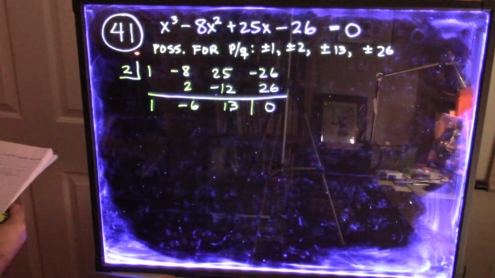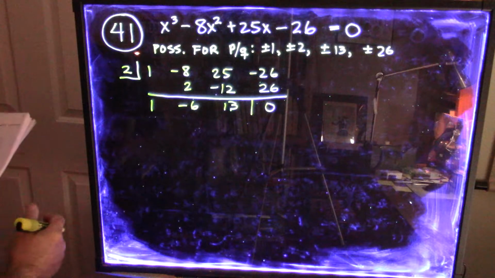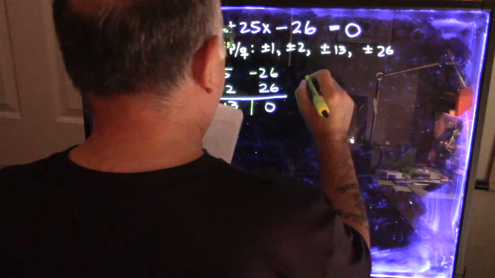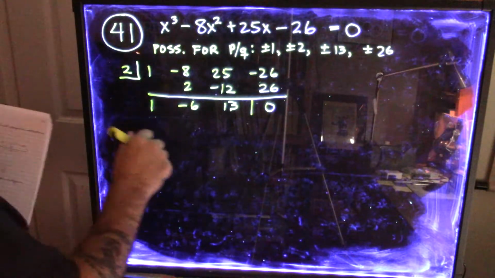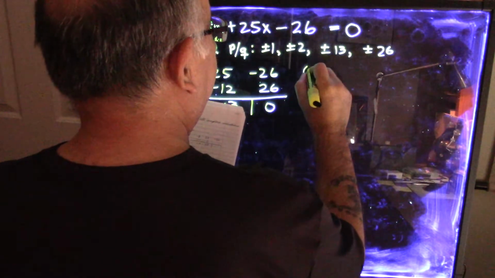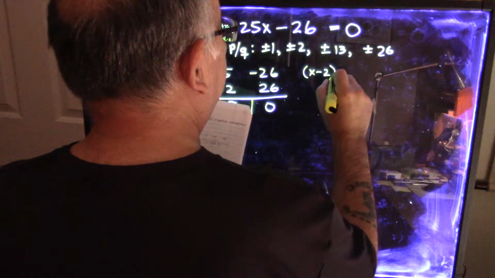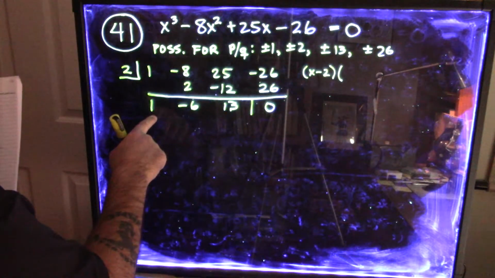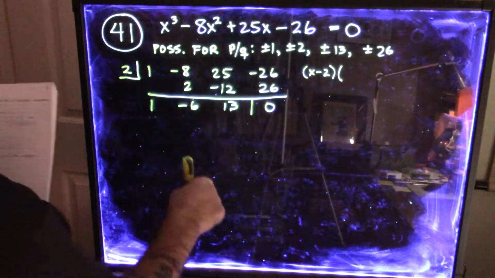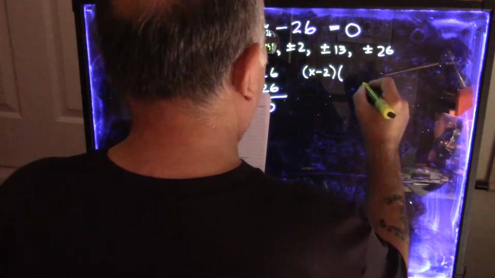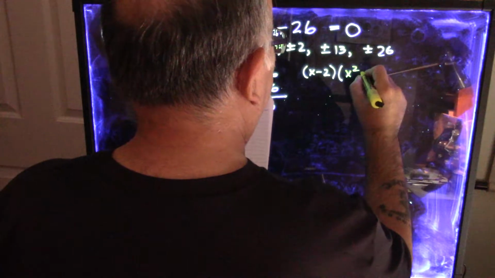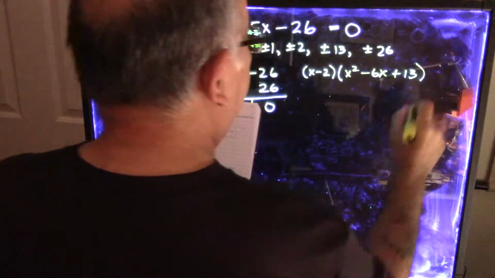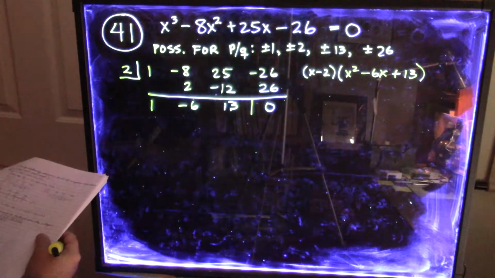There's our zero remainder. So we can factor this polynomial in this way. You've got the x minus 2 times what we have here. That would be 1x squared minus 6x plus 13. X squared minus 6x plus 13.